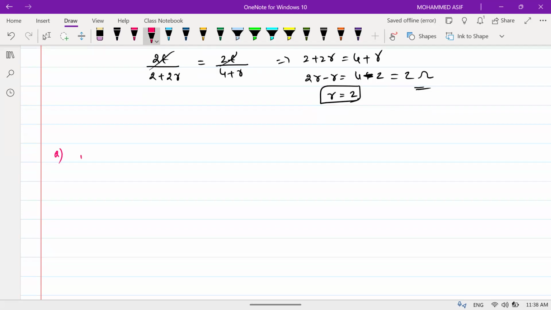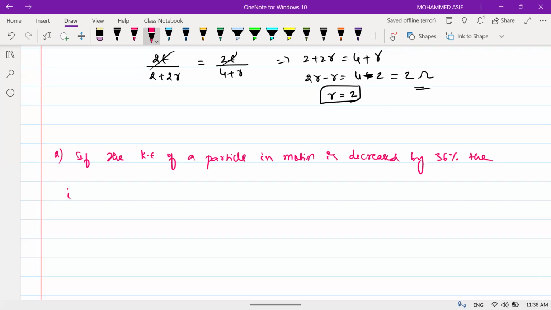See this question. If the kinetic energy of a particle in motion is decreased by 36%, the increase in the de Broglie wavelength of the particle is how much?